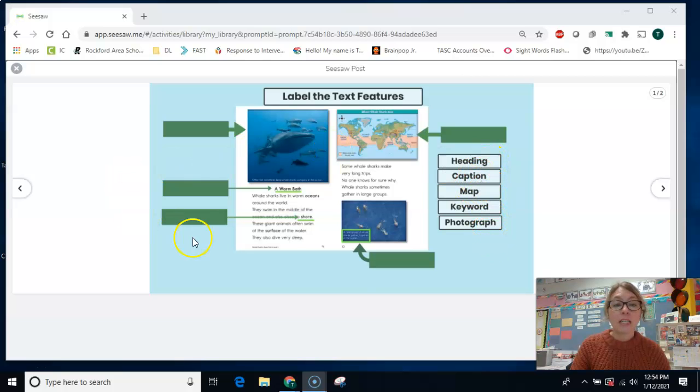If you get done and you're down to your last one and you think, oh, that one doesn't make sense, that's not what that is, go back and look at your work and see if maybe you put a label in the wrong spot. Make sure you're looking at what the arrow is pointing at. This arrow was pointing right here, this arrow is pointing right here, this arrow is pointing at this little boxed section, and this is pointing at this.